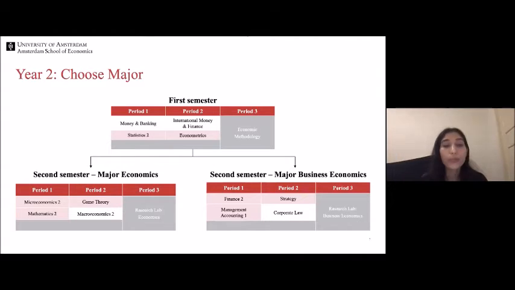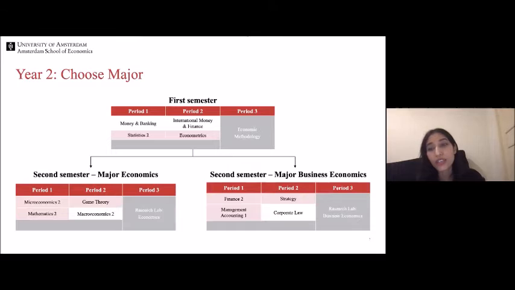All right. So the part where you choose the major: what are the differences between the economics and business economics majors? If you follow a major in economics, you will be building upon the beginner courses that you have taken in micro, mathematics, and macroeconomics, in addition to which you will have game theory.